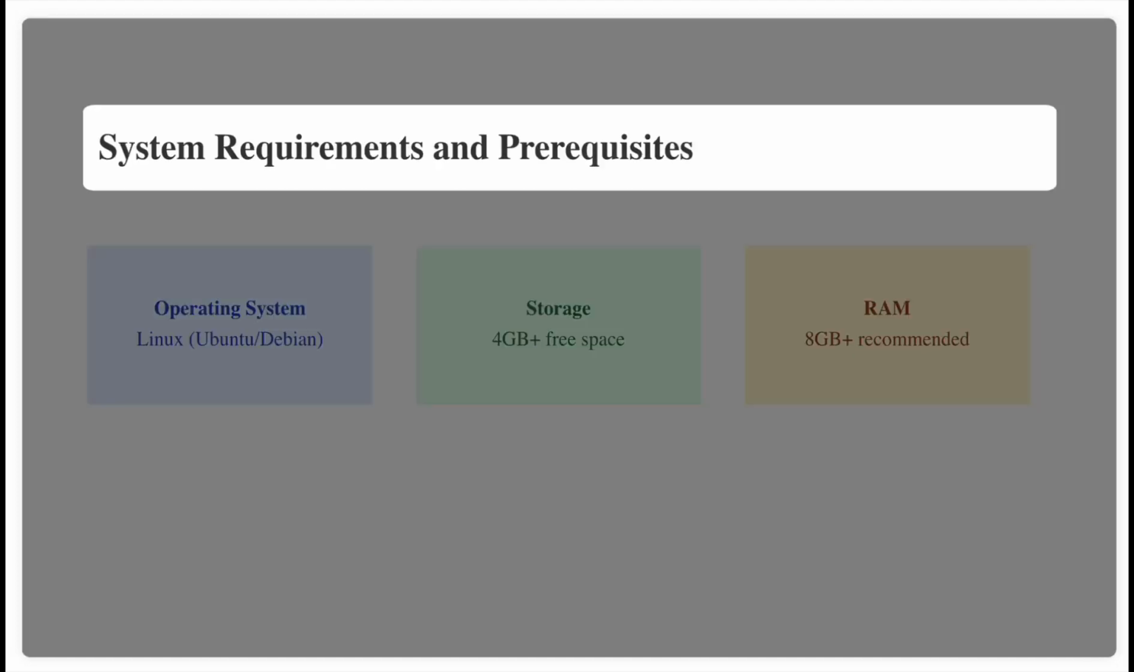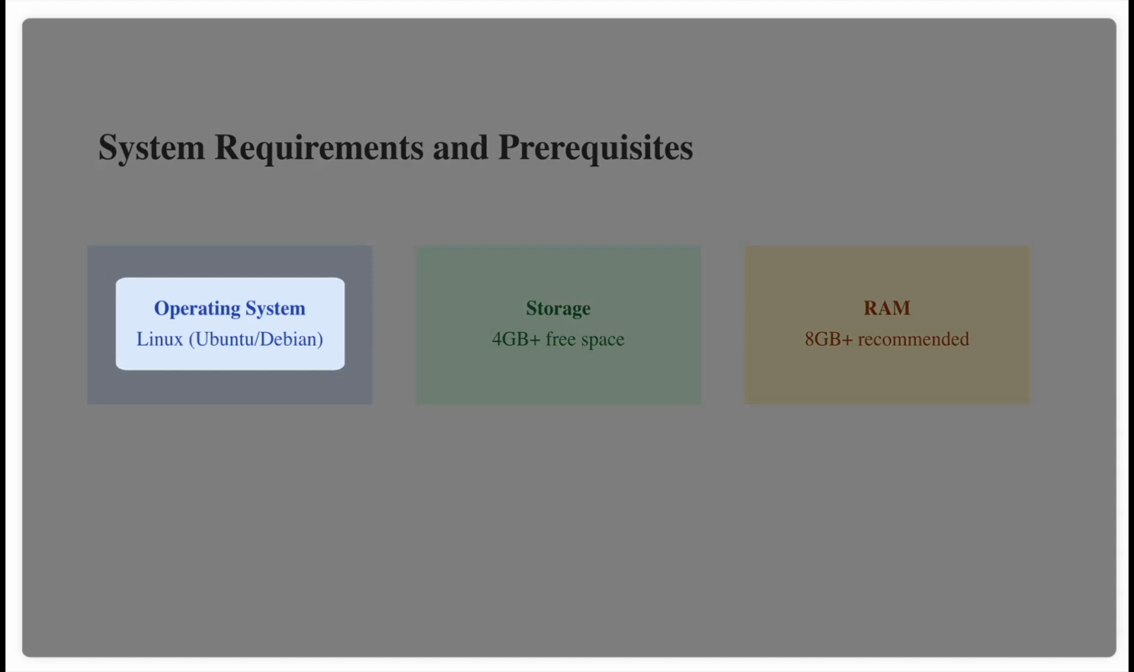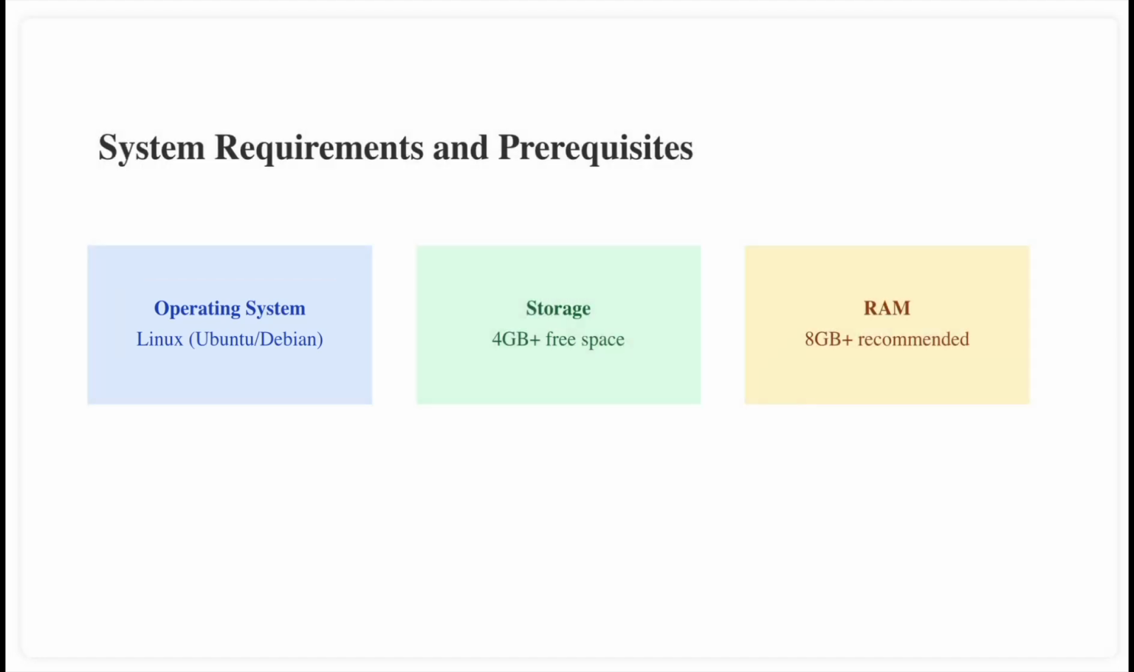Now that we've discussed why running AI locally is beneficial, let's make sure your system is ready. Before we dive into installation, you'll need to verify these three key requirements. First, the operating system. We recommend Linux, specifically Ubuntu or Debian distributions. These are the most stable and well-supported platforms for local AI workloads. If you're on Windows or Mac, we'll discuss alternatives later, but Linux gives you the smoothest experience.